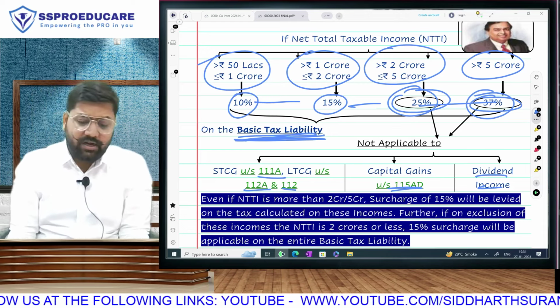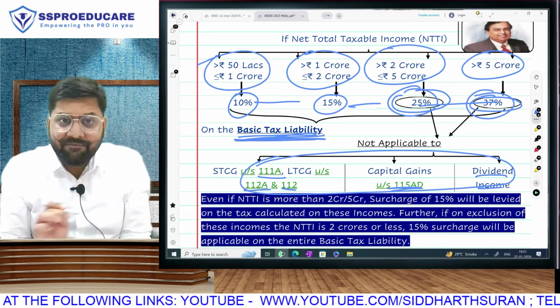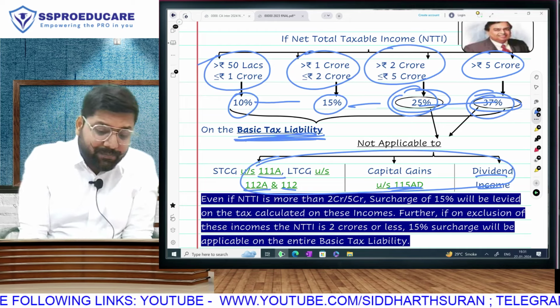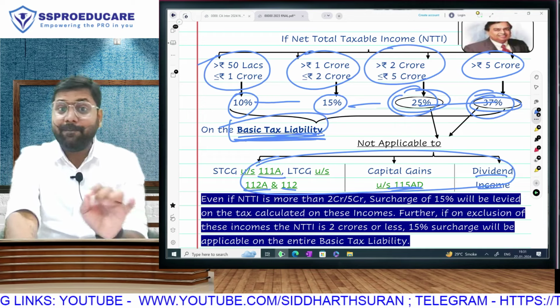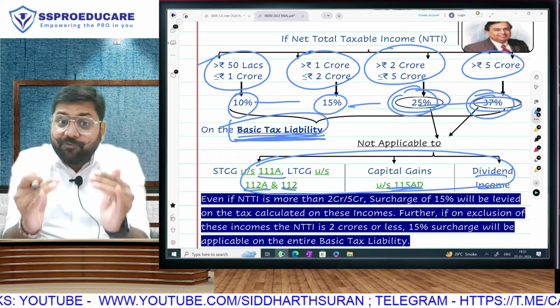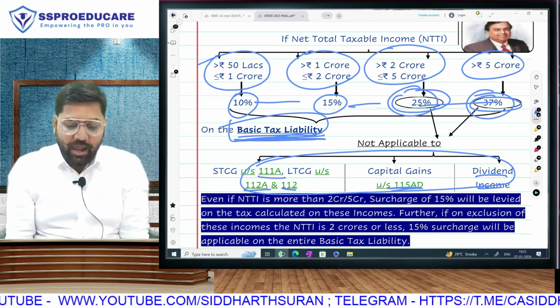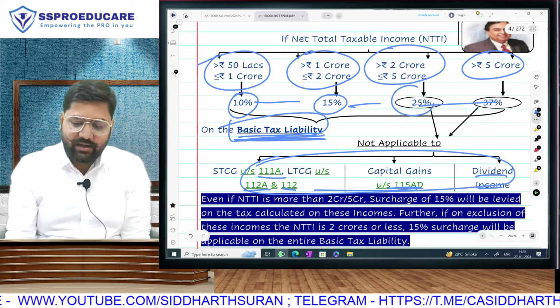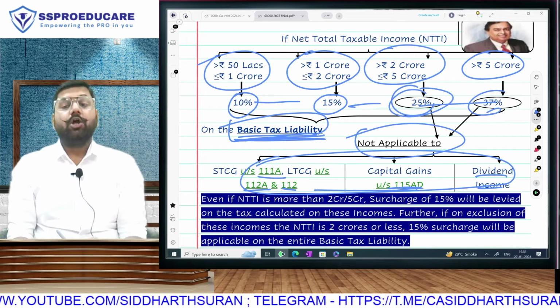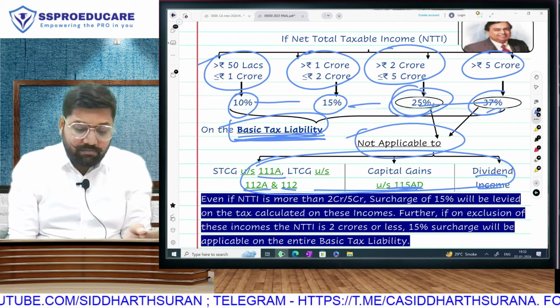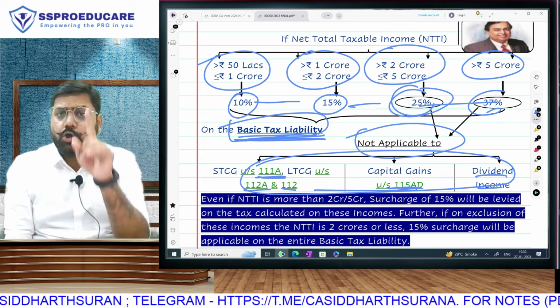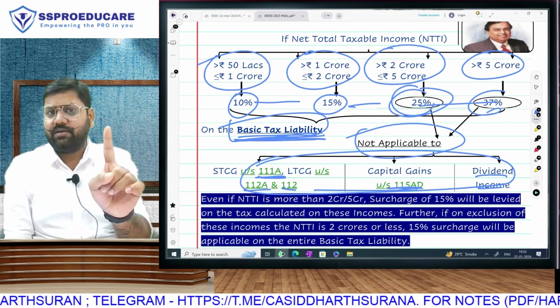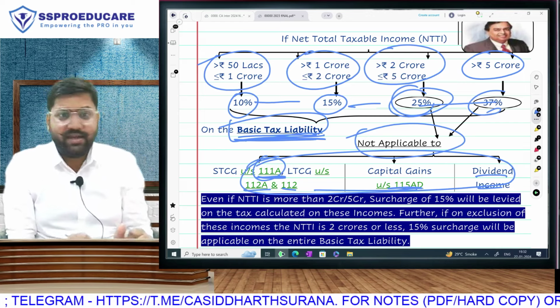They are so special that whenever you calculate tax on them, first of all on the income we will calculate basic tax. On basic tax we apply surcharge. Surcharge is not applicable on income. Surcharge is applicable on your basic tax liability. So first you calculate tax on these. And on these incomes, 25% and 37% surcharge will not be applicable. That means my short-term capital gain in the stock market, whether it is 2 crore, 20 crore or 200 crore, on 200 crore also I will not pay 25 and 37%. First of all, I don't pay on income. I don't want this confusion. First on that 200 crore I will calculate the tax, that is 15%.